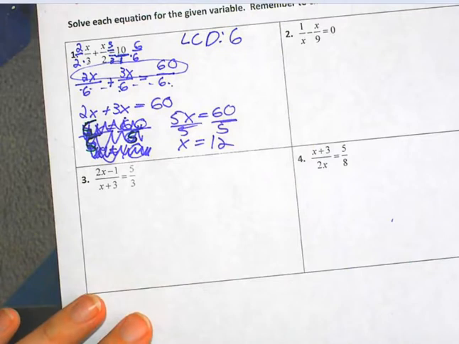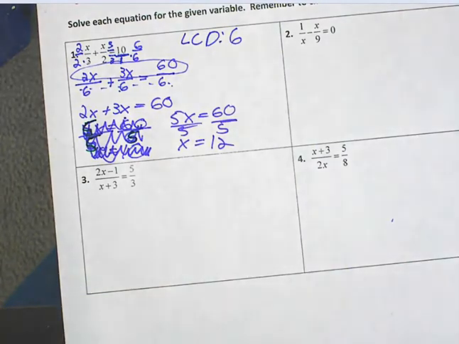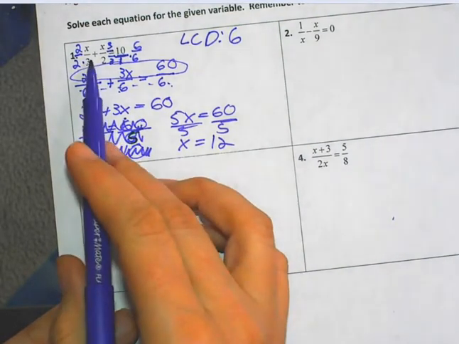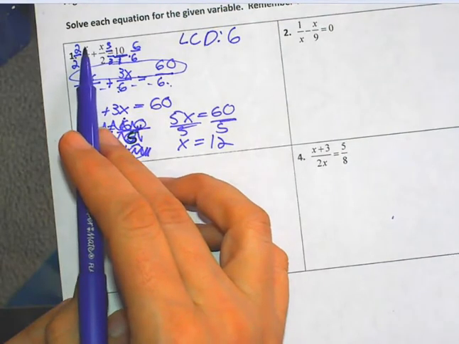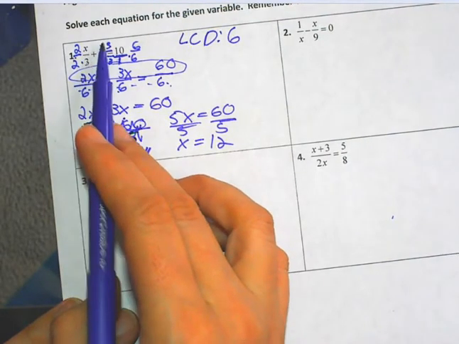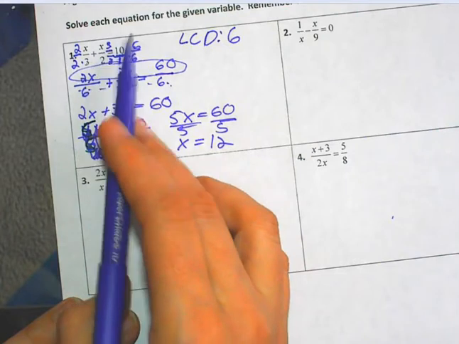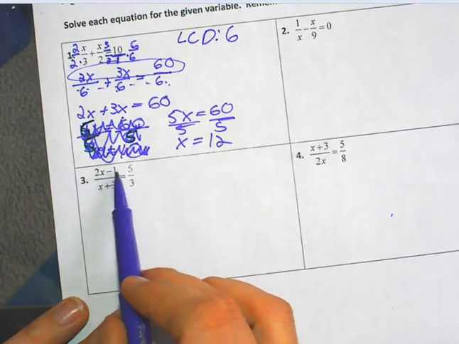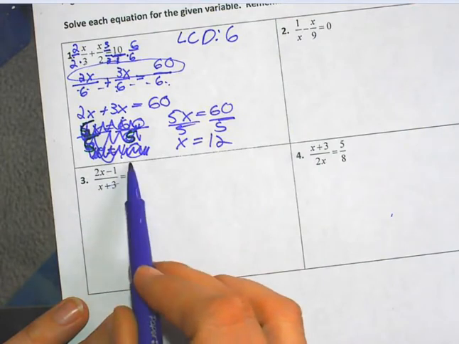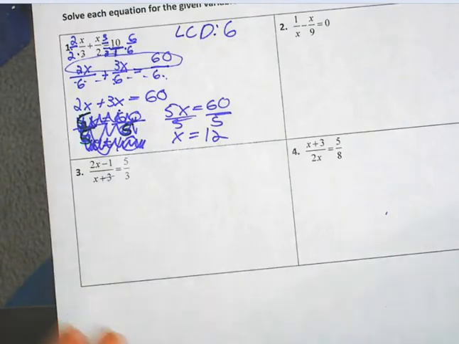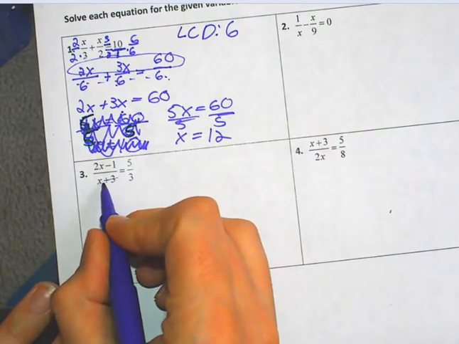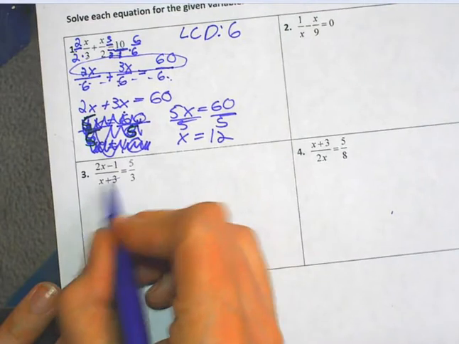Okay, number 2 you should be able to do on your own. Let's go ahead and look at number 3. Now this one you're not adding anything. Like up here we had x over 3 plus x over 2, and that equaled something. This one here, I just have 2x minus 1 over x plus 3 equals 5 over 3. But the steps are still the same. We want to find a least common denominator. There's nothing to factor. You should check that first and then find the least common denominator.